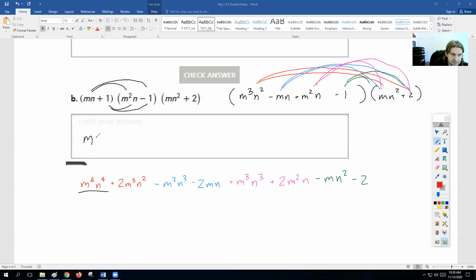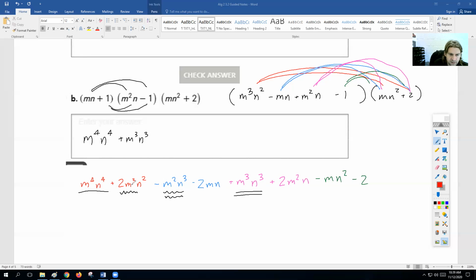So the first one is m to the fourth n to the fourth. All right, and then what's the next highest? That's 5, 5. All right, we would have degree 6 here. So plus m cubed n cubed. Okay, now degree 5. Here's a degree 5. This is a different degree 5. That's it, and none of them combine.